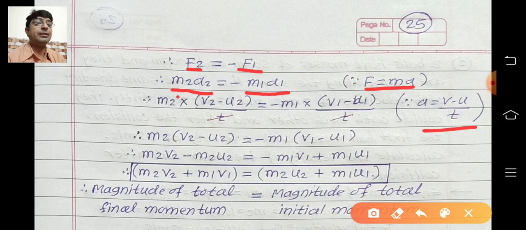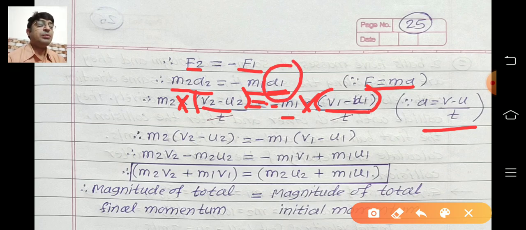m2 multiplied by a2 means acceleration produced in the second object, that is (v2 minus u2) upon t, is equal to minus m1 into a1. The minus sign remains as it is. What is the value of a1? That is (v1 minus u1) upon t, the acceleration produced in the first object. On both sides t is a divisor, so t cancels.